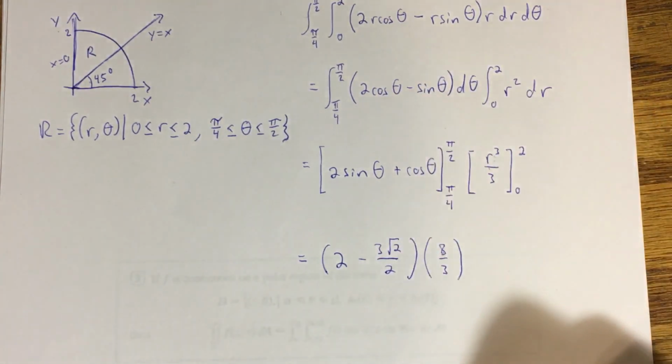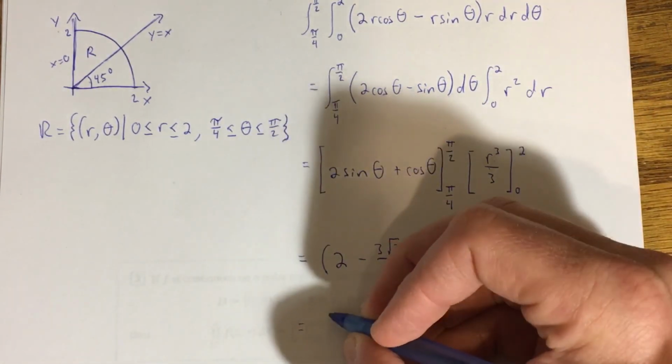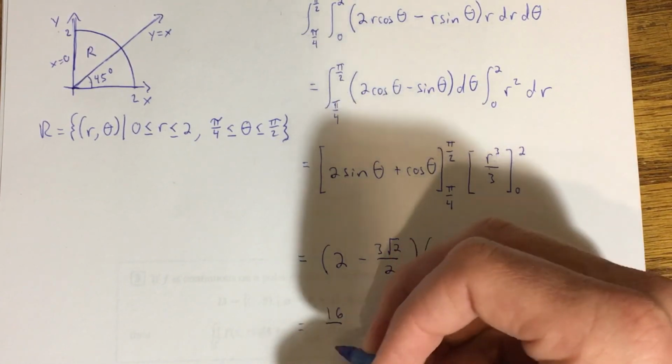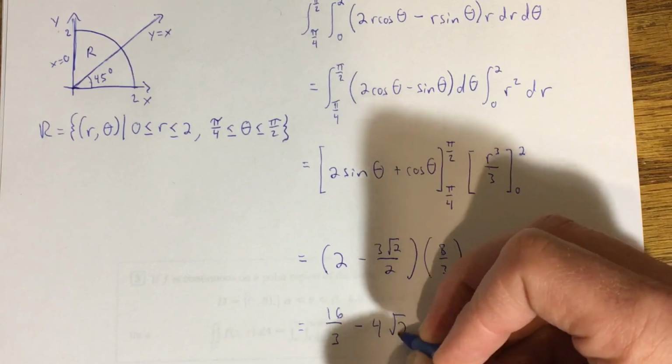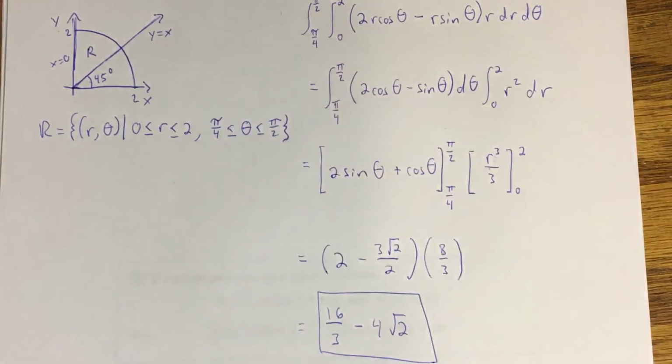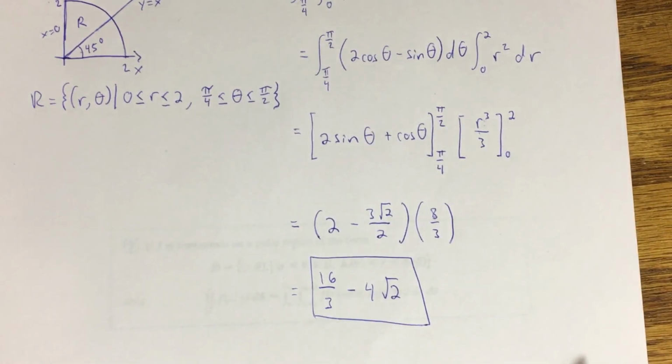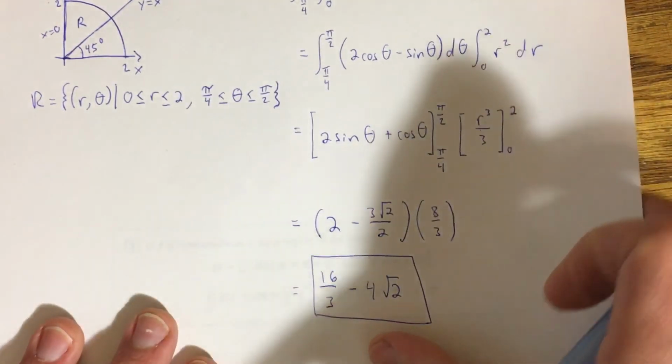Okay. If you multiply that out and simplify, you can represent your answer this way: 16/3 minus 4 root 2. It's equivalent to that. All right, so that's our first example with polar coordinates. Let's try another example.